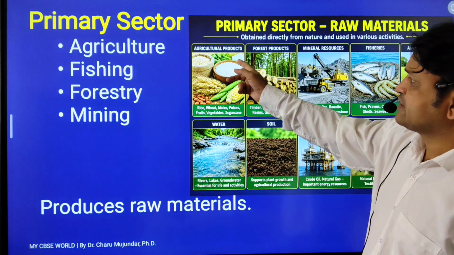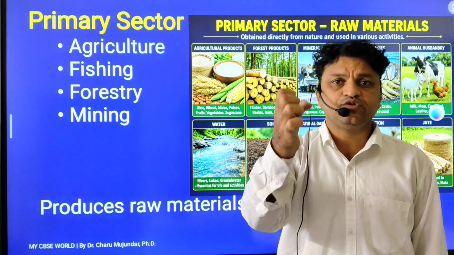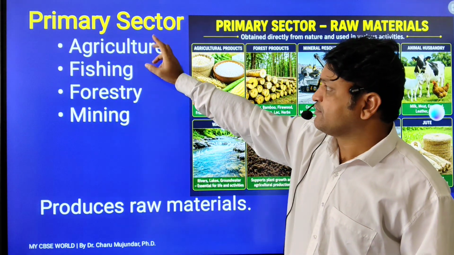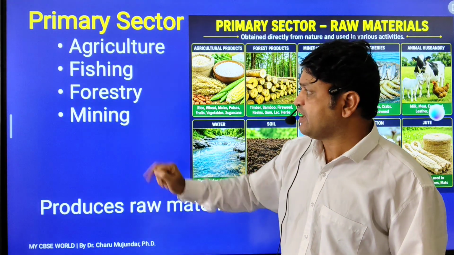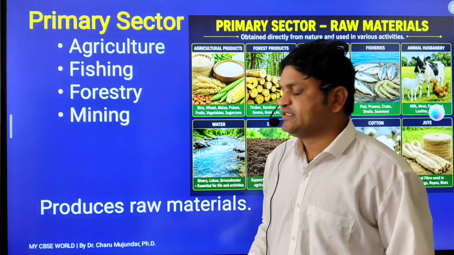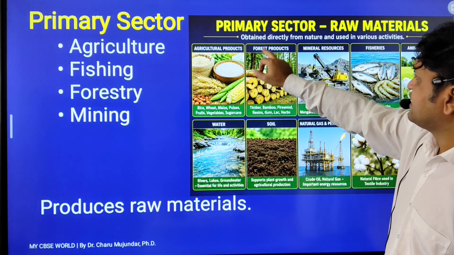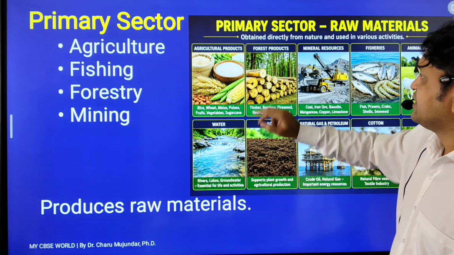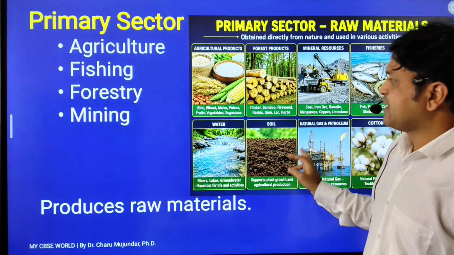Next, move on to the primary sector. I told you, the primary sector involves the extraction and use of natural resources from nature. Coming under the primary sector, we have agriculture, fishing, forestry, and mining. These products are directly obtained from nature. Forest, nature, all these things come under nature only. So this is the primary sector.